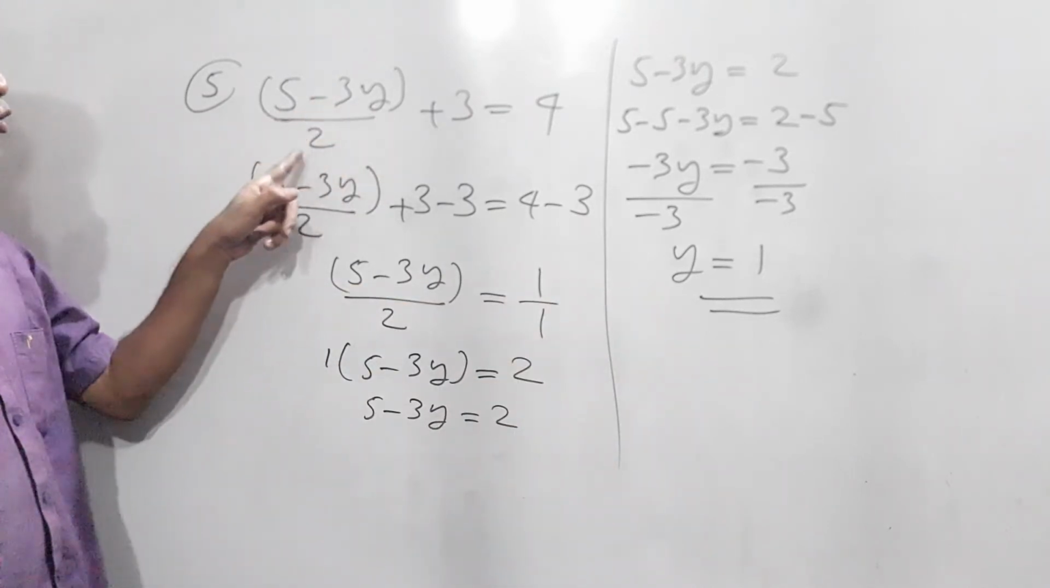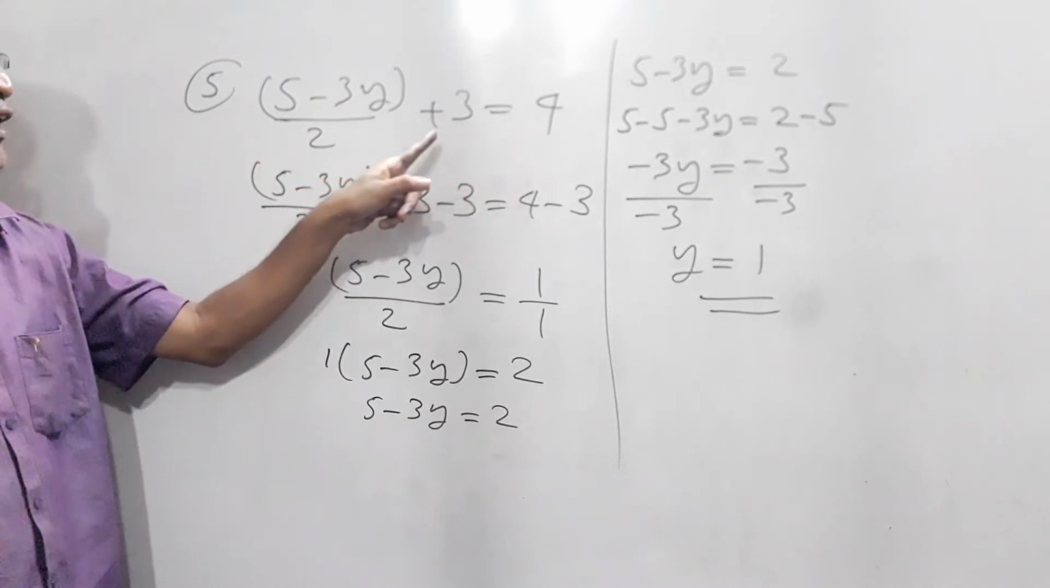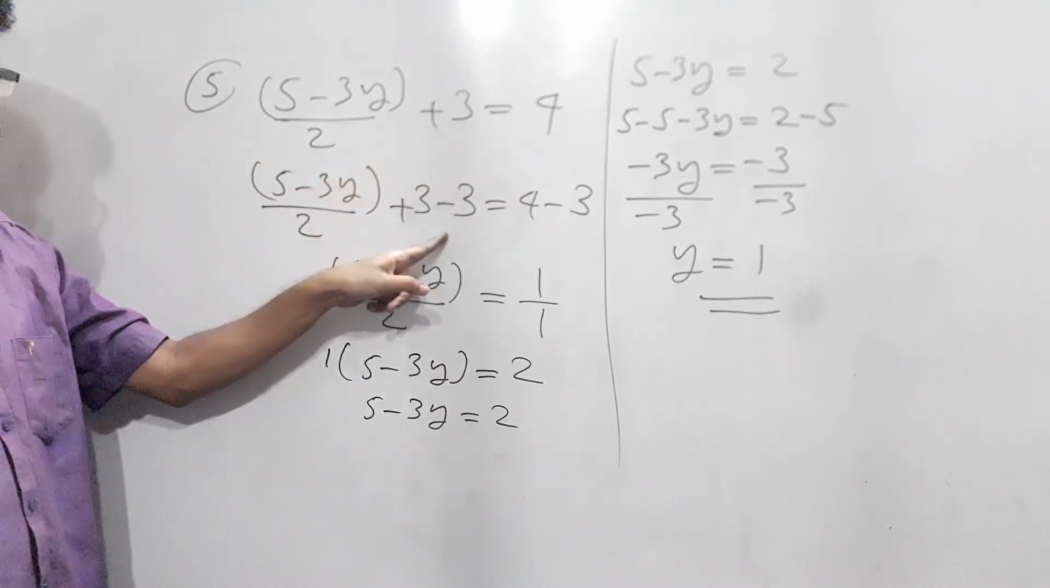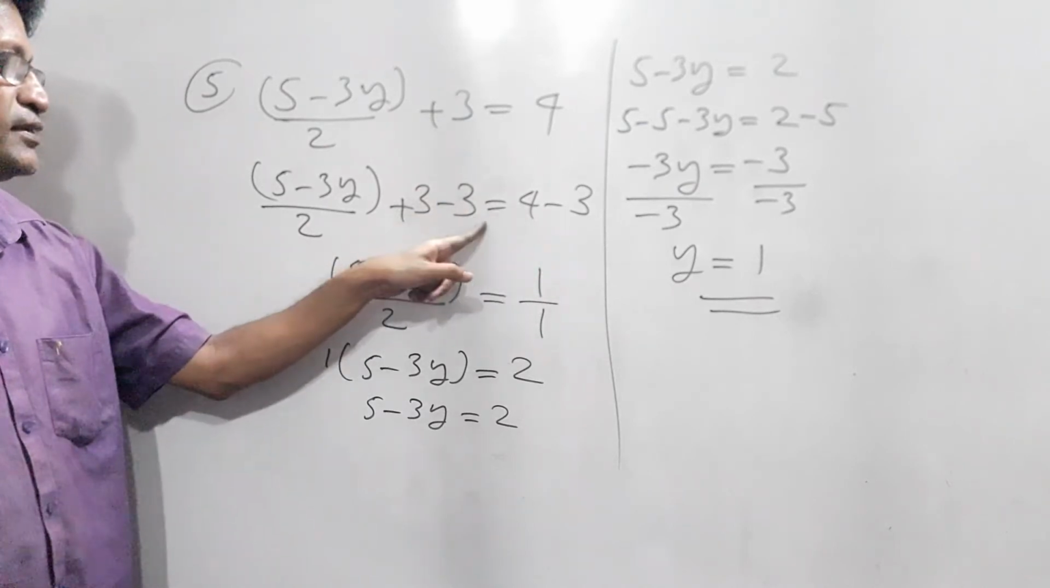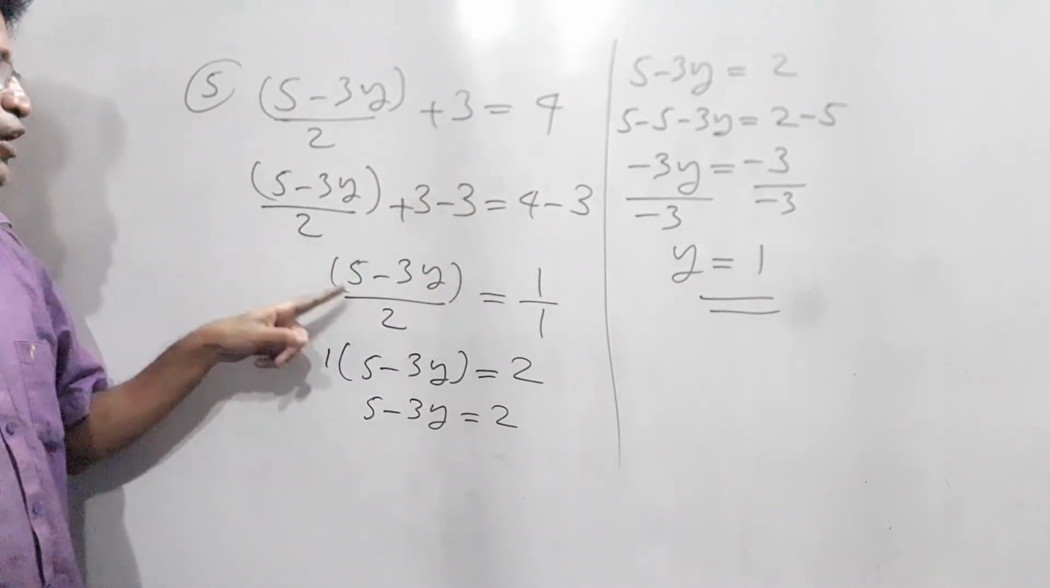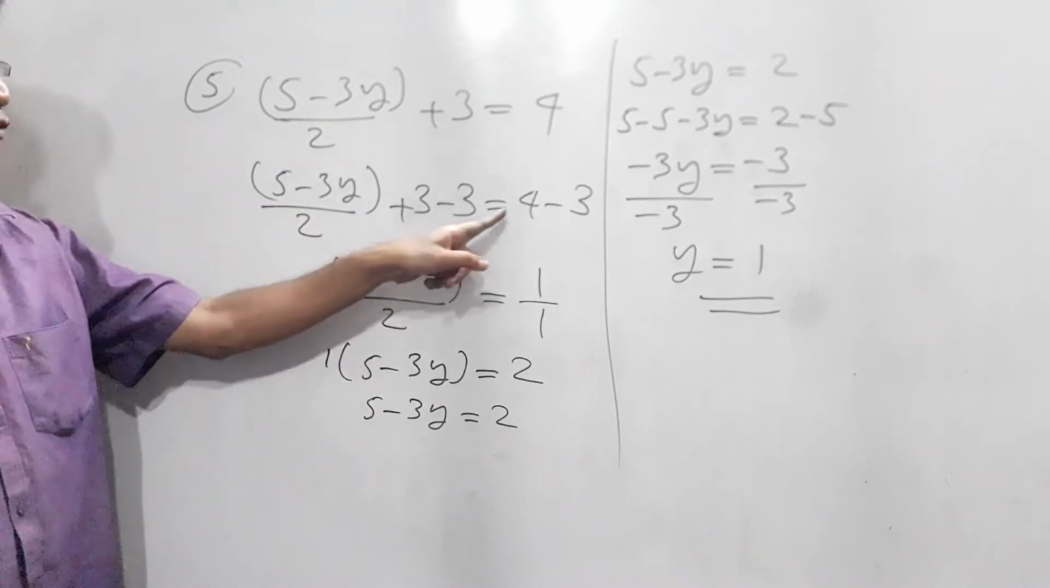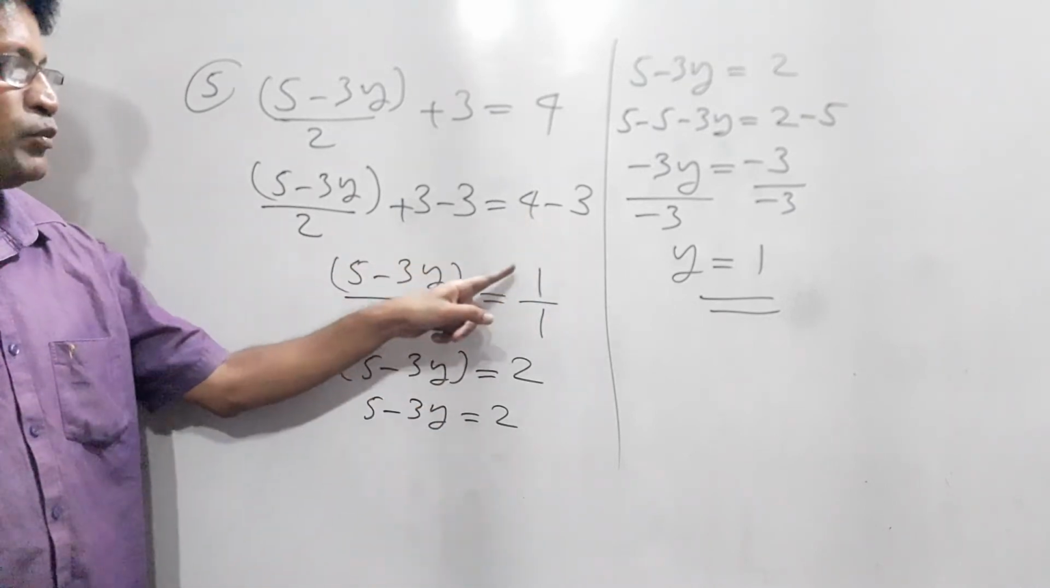5 minus 3y over 2 plus 3 equal 4. So get rid of this 3. I subtract 3 from this side. Then same thing I did the other side also. Then 3 minus 3 cancel. Then this side we have 5 minus 3y over 2. Here 4 minus 3 is 1. So 1 means 1 over 1.